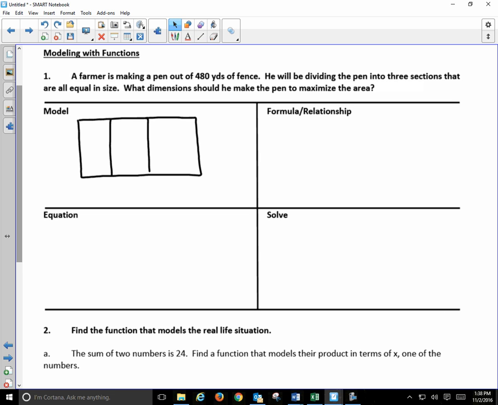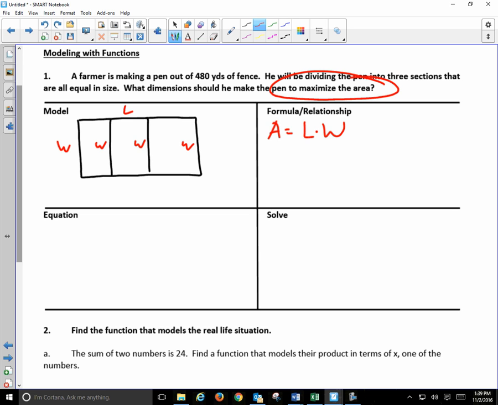In the second box, we start to develop a formula or relationship. We have to understand what is driving the problem. What's driving the problem is that we're maximizing the area. So what is the area of a rectangle? Length times width. Excellent. So I'm going to put those labels on my pen: width, width, width, width, length, and length.